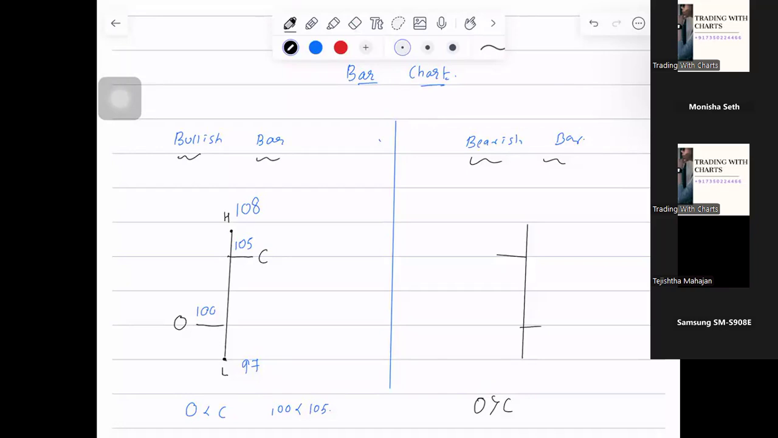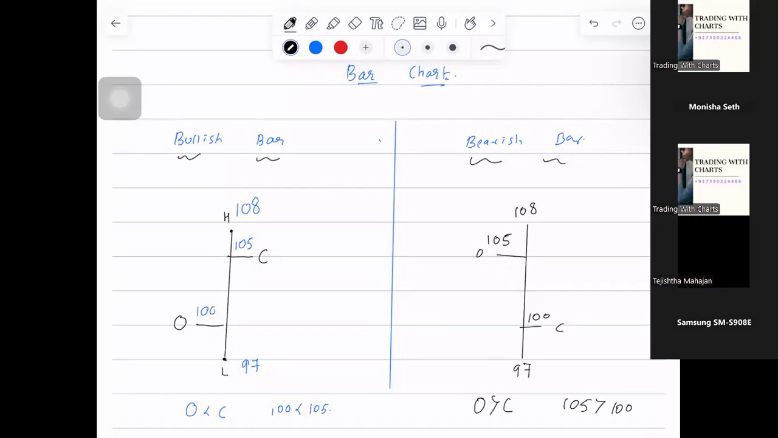So take for example, price opened at 105, went up till 108, made a low of 97, and finally, let's say closed at 100. So now in this case, you can see 105 is greater than 100. That's why this is a bearish bar. Bearish bar means negative bar. Opening is greater than closing.